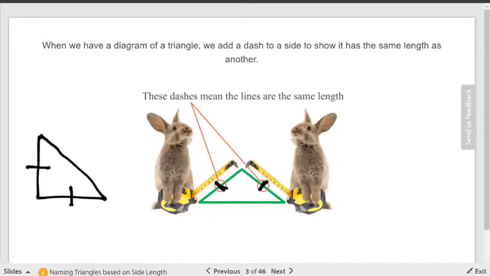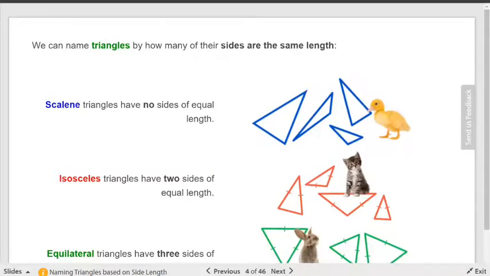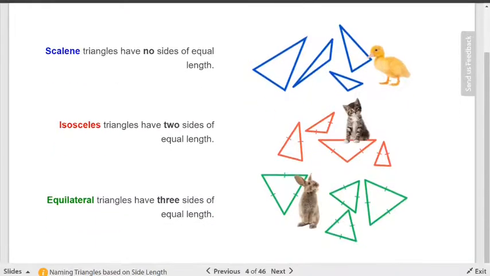So right, if I draw that and do that, that means those two sides are the same. Okay. What if I did that? They're all the same. All the same. Okay. All right. And you can use more dashes as well to measure other sides. Now, there are 3 types of triangles that we need to know according to the lengths of their sides.